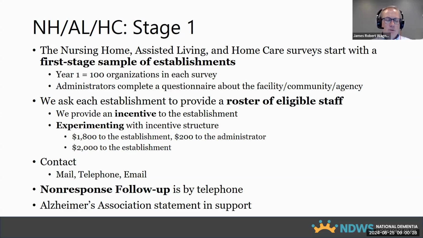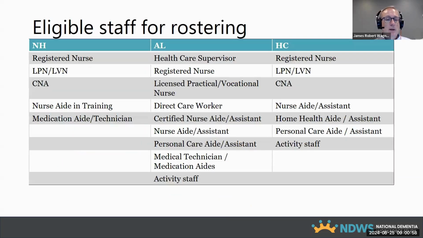We're using three modes of contact to reach out to the agencies, facilities, and communities in year one: mail, telephone, and email. And we're going to use telephone specifically for that non-response follow-up as with the community clinician survey. It's a powerful tool, but we need to deploy it carefully to reduce the risk of non-response bias. And we also note that in the messaging for each of these surveys, the recruitment materials for each of these surveys, the Alzheimer's Association has provided a statement in support.